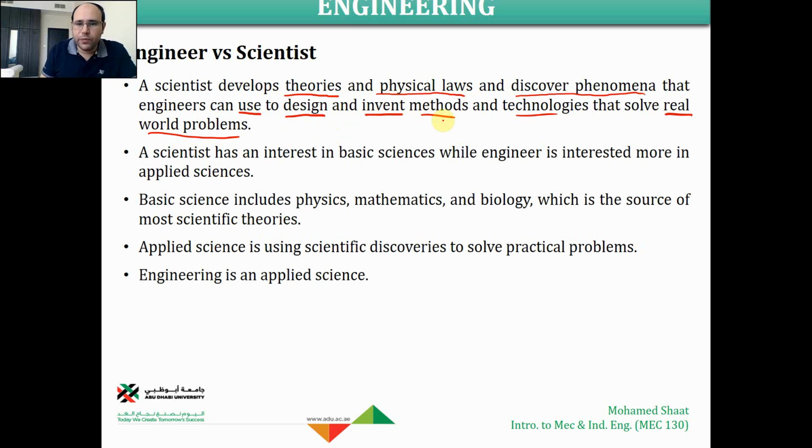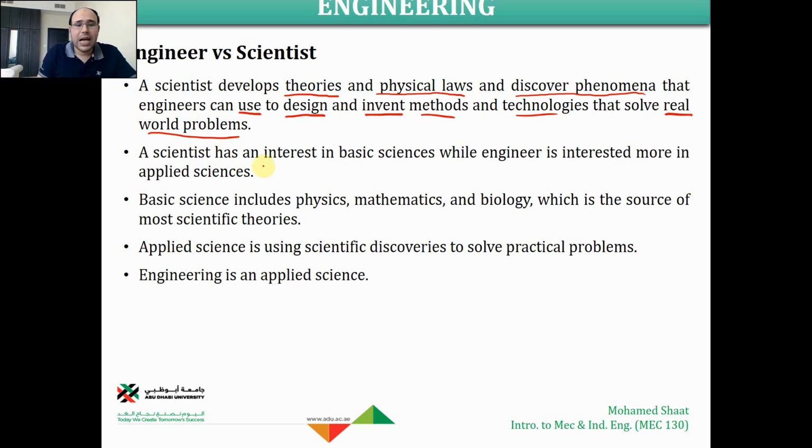We design or invent methods, technologies, approaches, services, whatever the thing that we are going to design, it should be designed to solve something. We do have a problem that we have to fix. So to fix or solve a real world problem, this is engineering. So we are not inventing new theories. We are not developing new theories or physical laws as engineers, but we understand the existing theories and physical laws and phenomena, and we know exactly how we can use them to design and invent, to fix a problem. This is engineering. So this is the difference between a scientist and engineer.